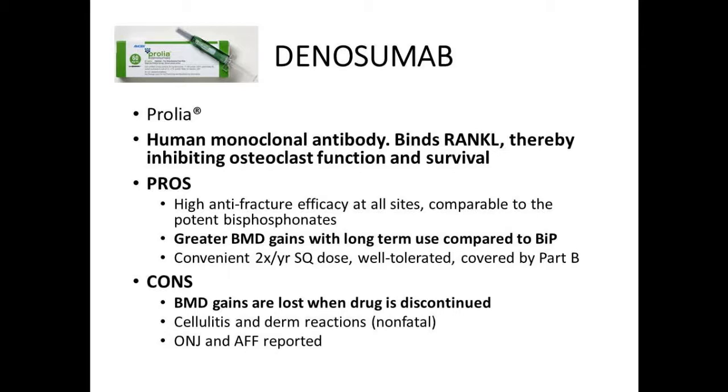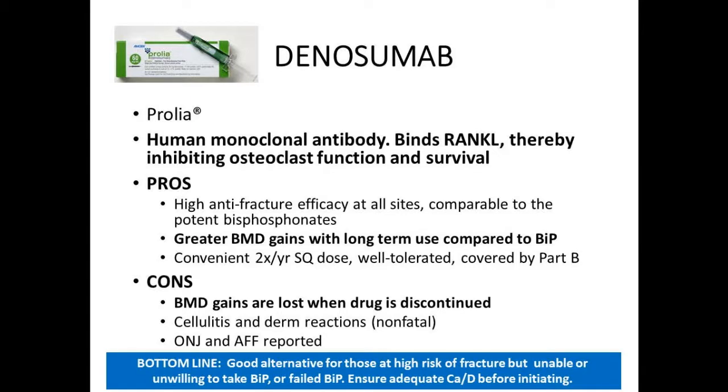So it's a good alternative for those at high risk of fracture, or those unable or unwilling to take bisphosphonate, or have failed bisphosphonate. Dr. Rubin in our group, who is our bone specialist, is actually using it as primary treatment for osteoporosis in some cases. I am not yet doing that. But in general, this is who I recommend you use it in.